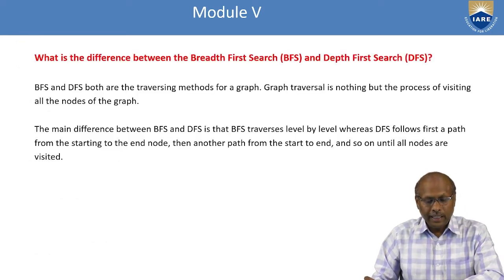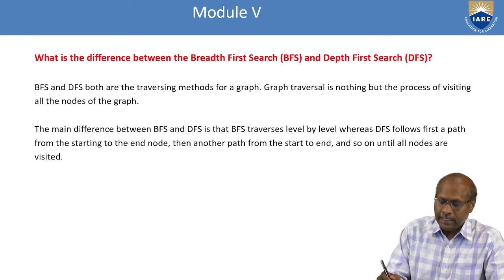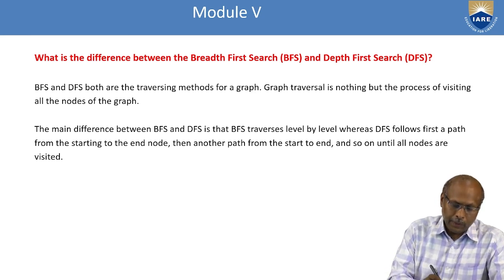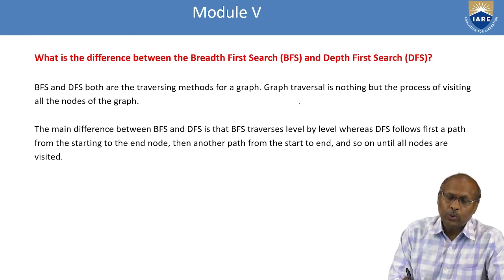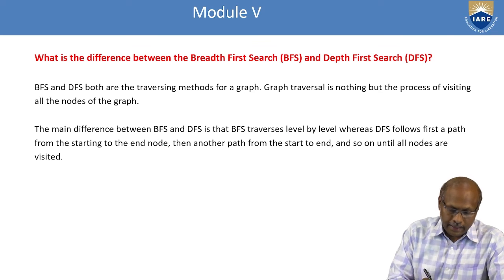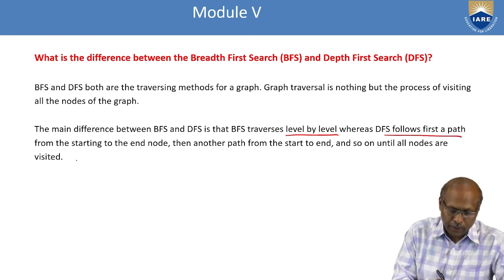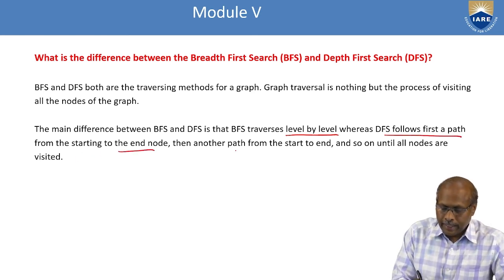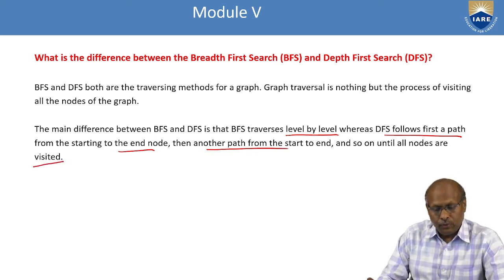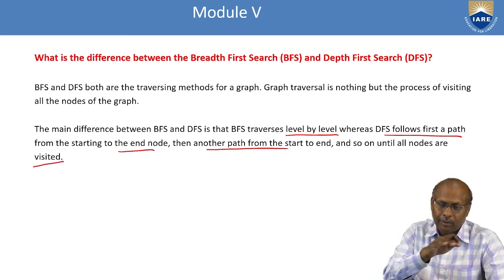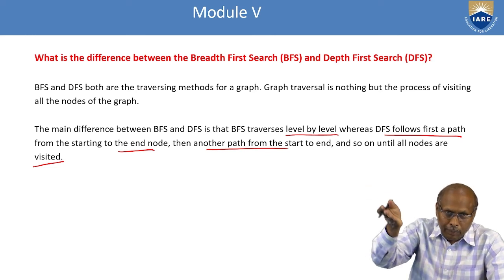Next they will ask, what is the difference between breadth first search and depth first search? Breadth first search and depth first search are two graph traversal techniques. The difference between BFS and DFS is that BFS travels level by level, whereas DFS follows depth first, going from the start node to the end node, and then another path from start to end, so that all the nodes can be visited. This is the main difference: breadth first search travels level by level, and depth first search goes deeply in one side.